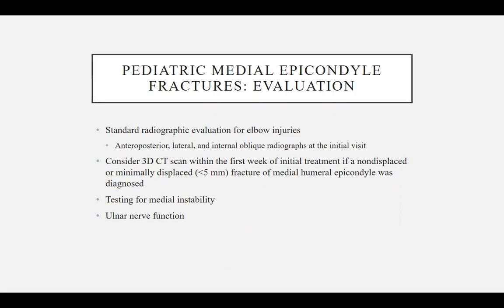Testing for medial instability involves a gravity-assisted valgus stress test that can be performed preoperatively with the patient lying supine and the arm abducted 90 degrees. The shoulder and arm are externally rotated 90 degrees with the elbow held at 15 degrees of flexion, which eliminates the stabilizing forces of the olecranon.